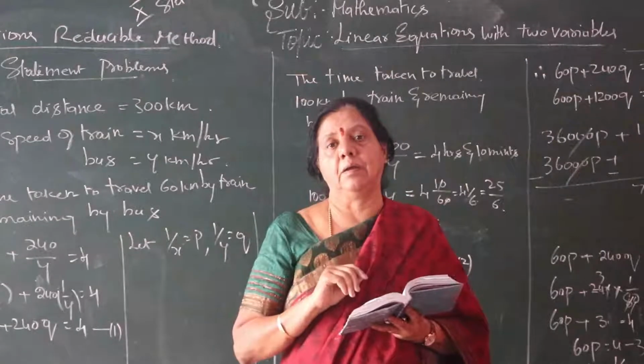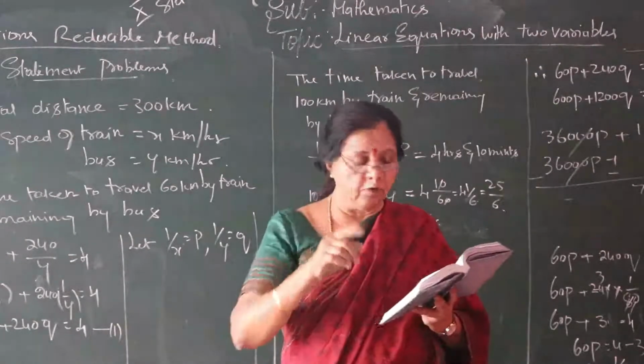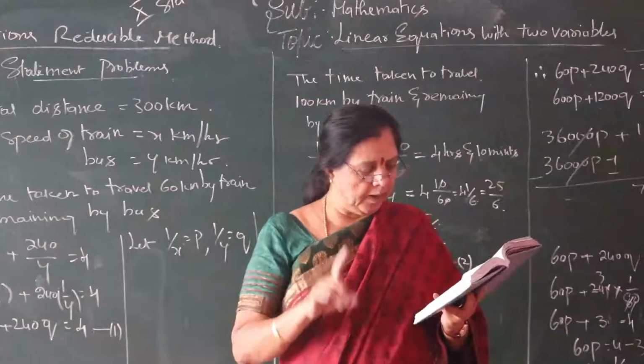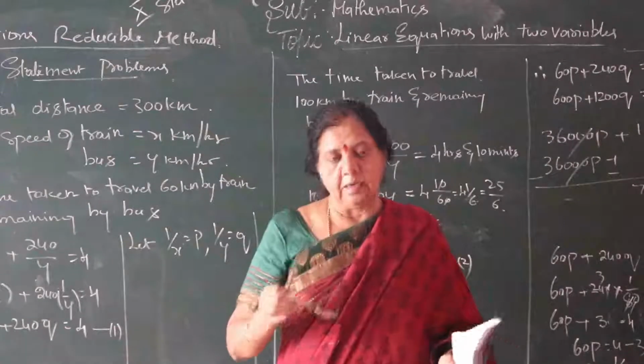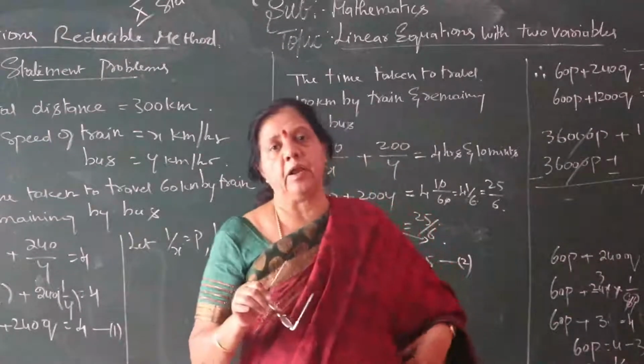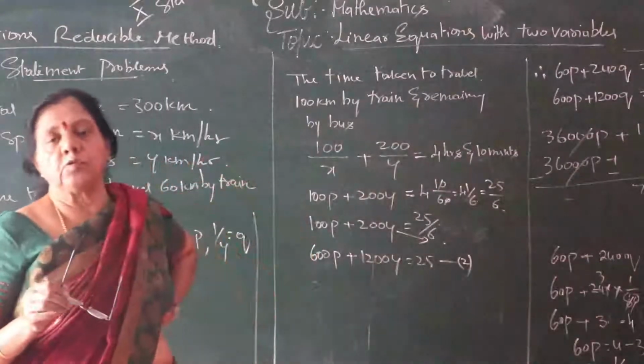Total 300. So what is the question? What you have to find out is the speed of the train and the bus separately. What is the speed of the train and what is the speed of the bus? You are supposed to find out, children.